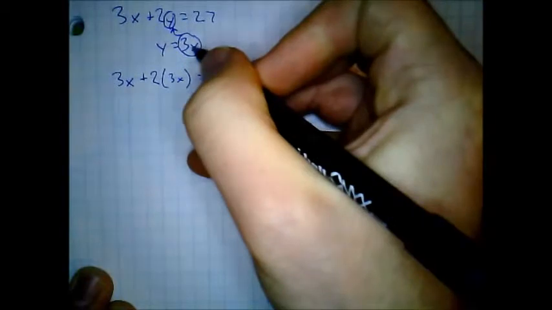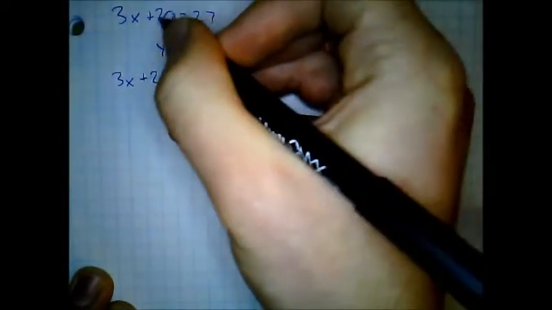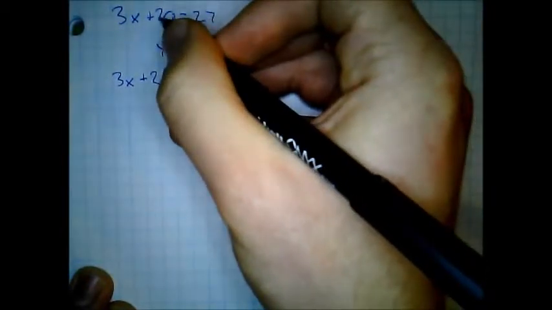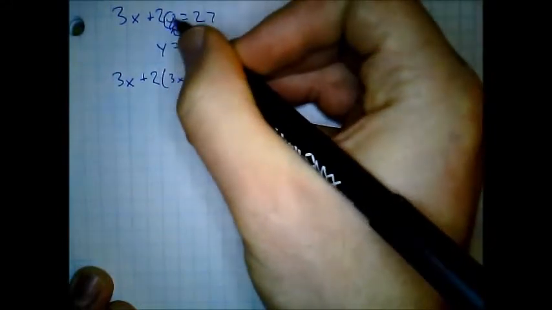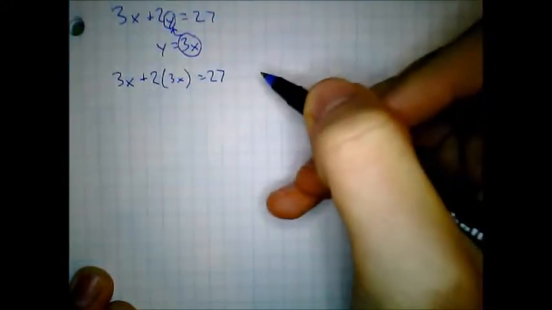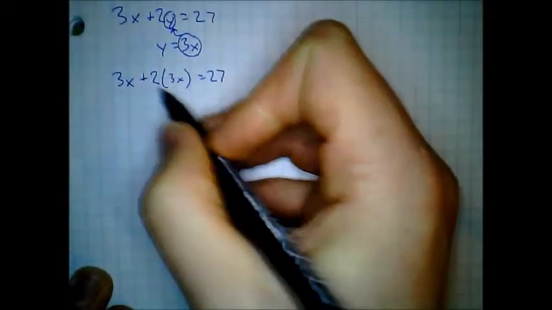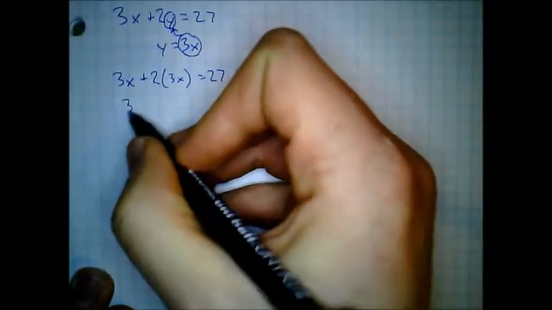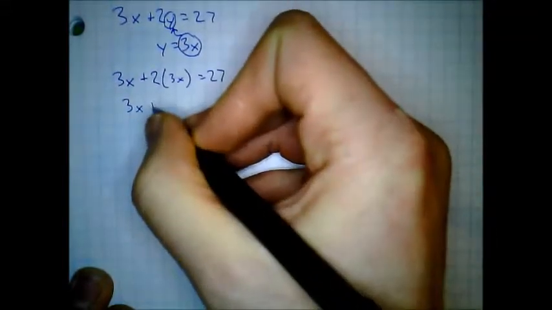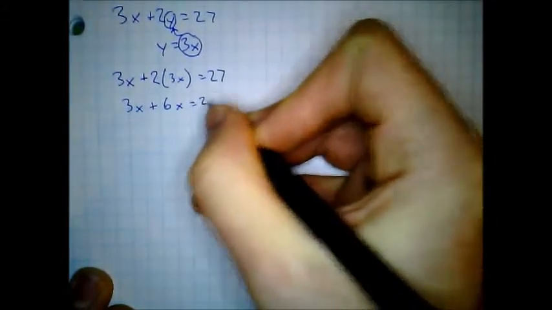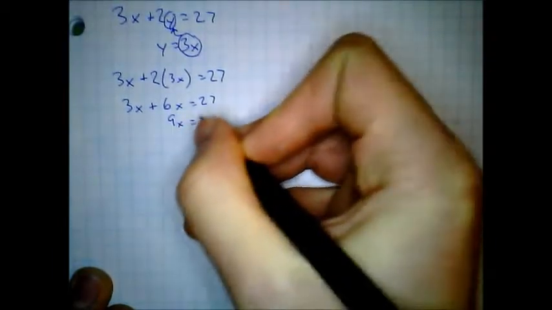We just substituted 3x in for this y, and instead of doing 2 times y, we're going to do 2 times 3x, because we have 2 of these y's, so that means we're going to have 2 of these 3x's. Now we're just going to simplify and solve again. The first thing we do is multiply, so this 3x stays. 2 times 3x is 6x. 3x plus 6x is 9x equals 27.